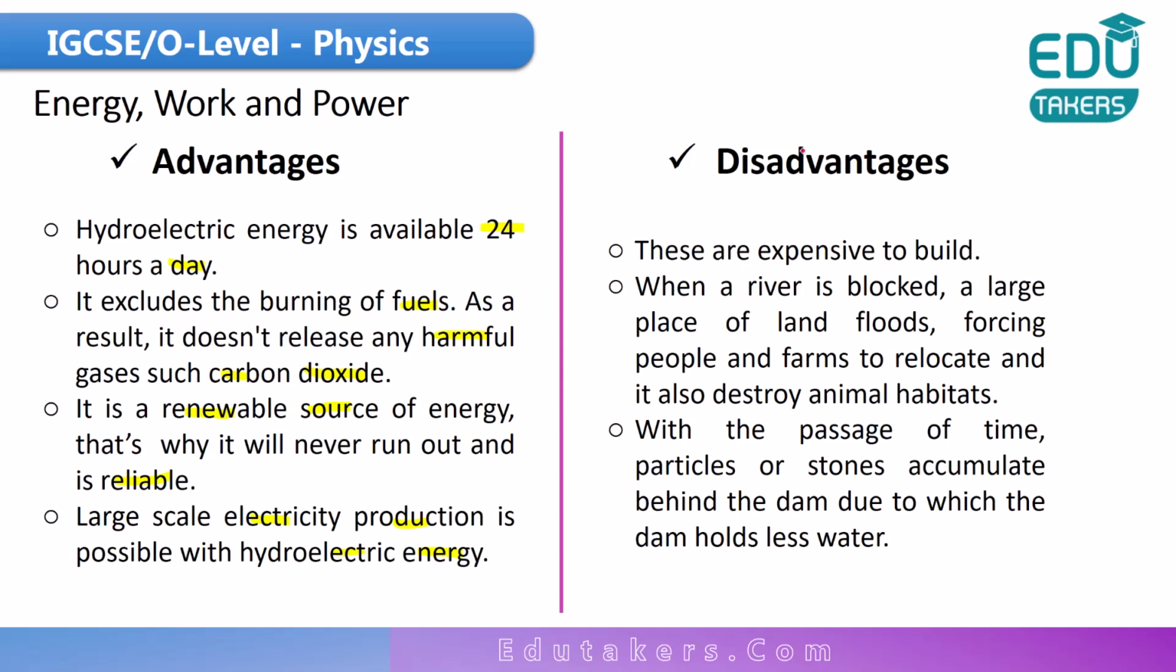Here are also some disadvantages for this method. These are expensive to build. First of all, when we have to build the hydroelectric power, it's very costly. So when the river is blocked, a large place of the land floods, forcing the people and the farms to relocate, and it also destroys the animal habitats. Sometimes when the river is blocked, then the large place of the land basically covers, due to which the people and the farms have to move to some other place. And it also destroys the animal habitats.